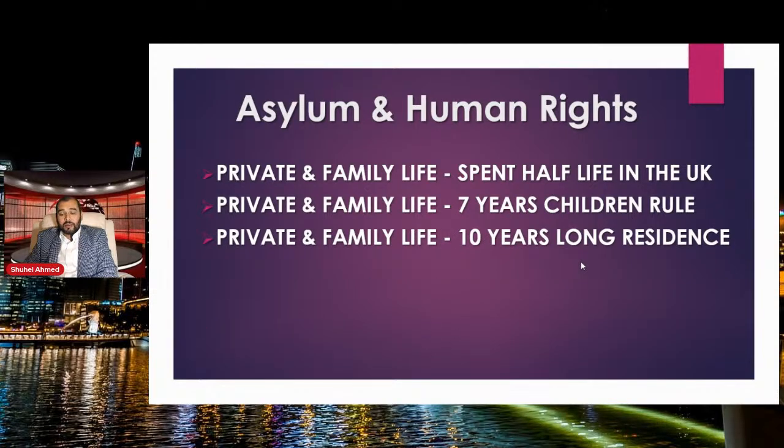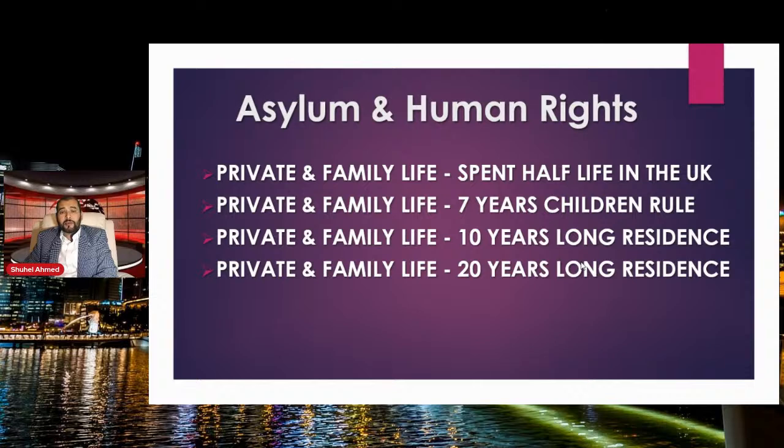And then 10 years long residence. If someone has spent legally, continuously 10 years, then he can claim leave to remain on the basis of private and family life and 10 years long residence. And the next, private and family life, 20 years long residence. Again, if someone has lived in the UK for 20 years, irrespective of voluntary overstay or being without papers, irrespective of whether he has a visa or not, if he can prove that he spent 20 years in the UK, then he will get leave to remain on the basis of his 20 years long residence under Article 8, private and family life.